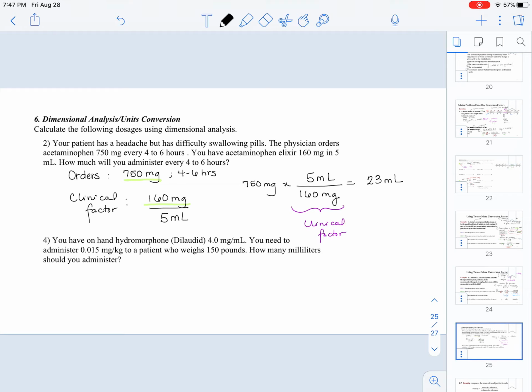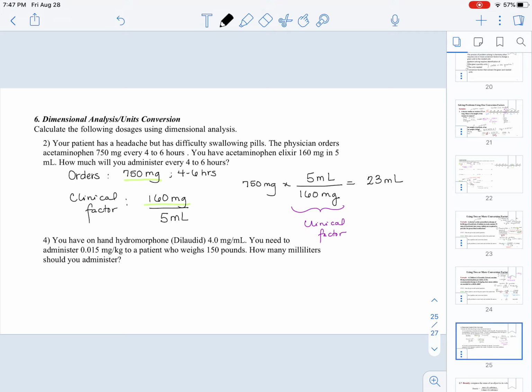Let's do problem 4. In problem form, as you can see, it says you have in hand, or on hand, hydromorphone at 4.0 milligrams per milliliter. You need to administer 0.015 milligrams per kilogram to a patient who weighs 150 pounds. How many milliliters should you administer?